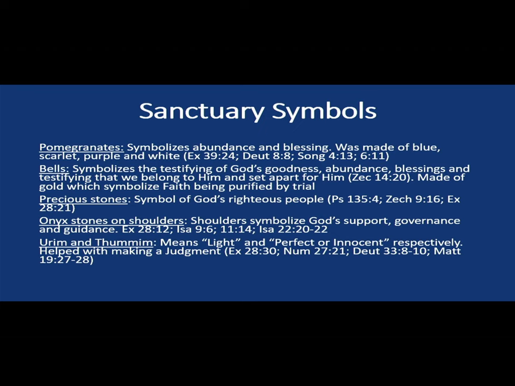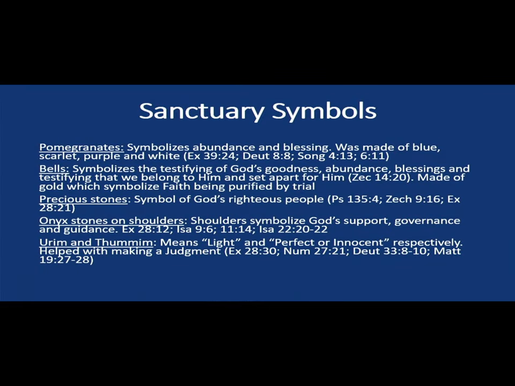In a tradition from the Jews, they believed the pomegranate had 613 pips in it. I don't know if they counted them. There were 613 statutes and laws in the Torah, so they believed the pomegranate symbolized the Torah, and that is why it was there. Now, I don't have that from Scripture, all right? But that was something coming from the Jewish tradition.